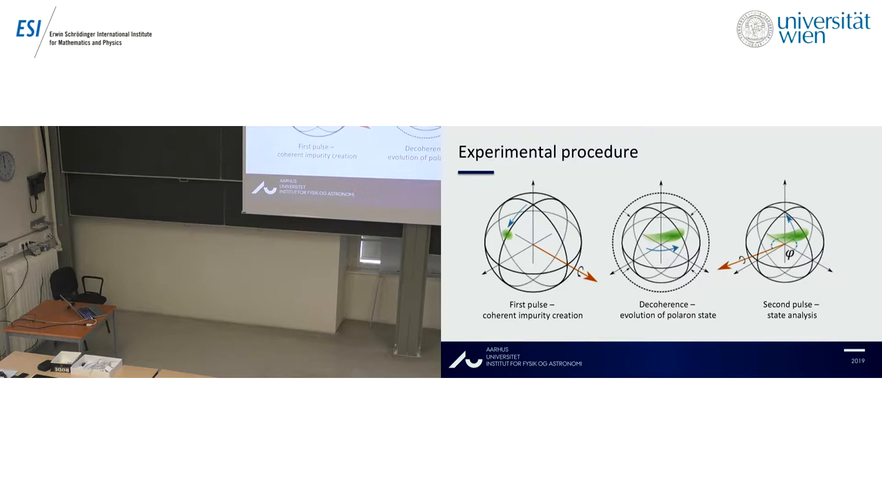And then after a given evolution time of this impurity state, in doing the formation of the polaron, we probe the state, and we do that by applying a second RF pulse, with variable phase, that is shown here, which then can rotate the state either backwards or further along the Bloch sphere. And that means we project the state of the eventual polaron that we have formed back onto the pure state from which it came.